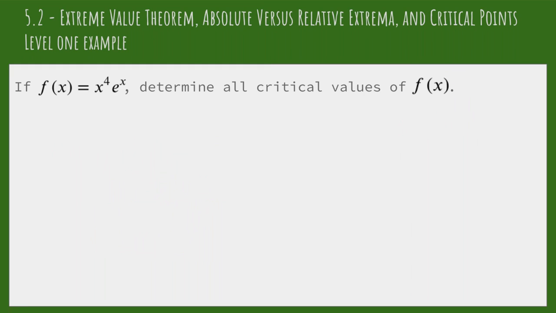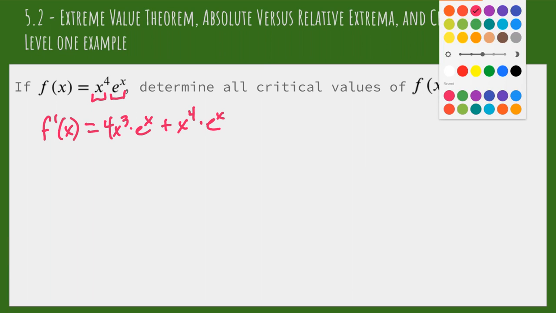Same question, different function, so different problem, I guess. So again, for critical values, we're looking for where the derivative is equal to 0 or the derivative is undefined. So we're going to start by taking the derivative. This particular function is a product. So we have x to the 4th as a function, e to the x is a function. So the derivative of the first is 4x cubed times the second, plus the first times the derivative of the second, and the derivative of e to the x is e to the x. Then we're going to set that equal to 0.